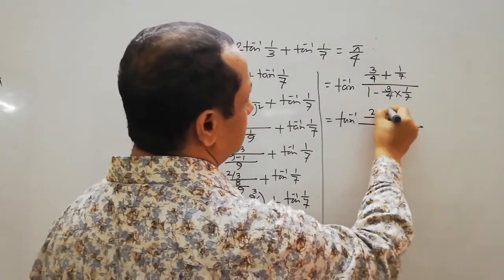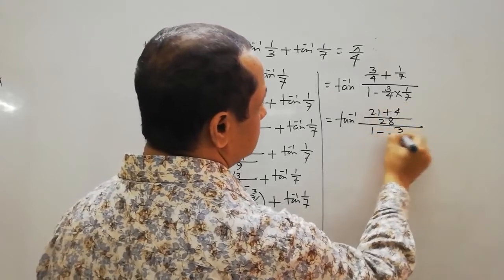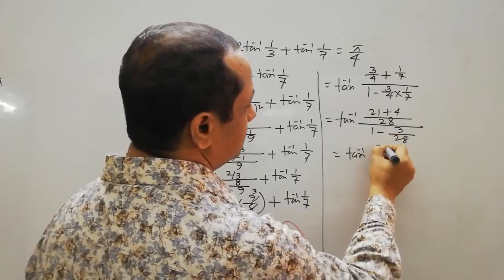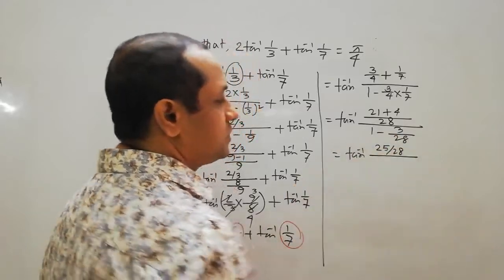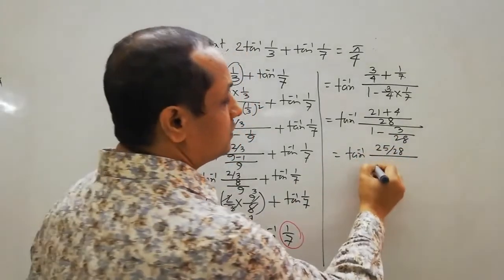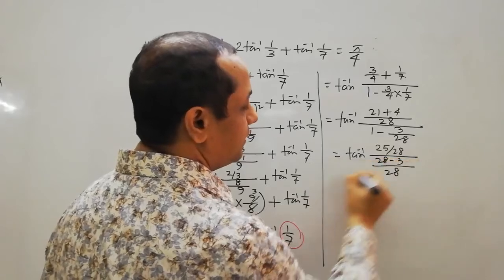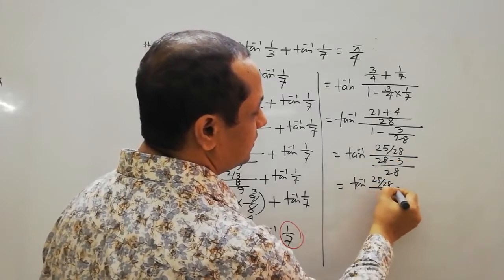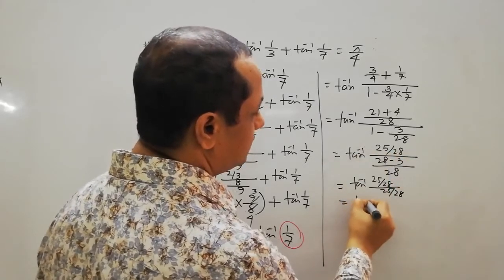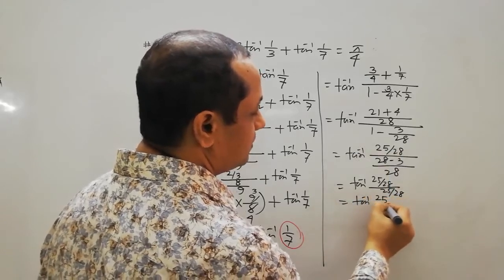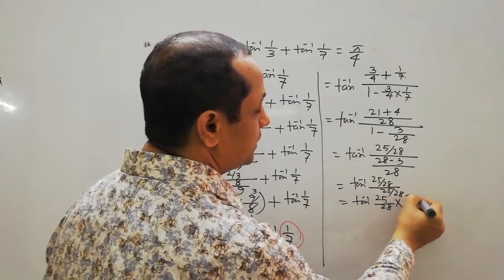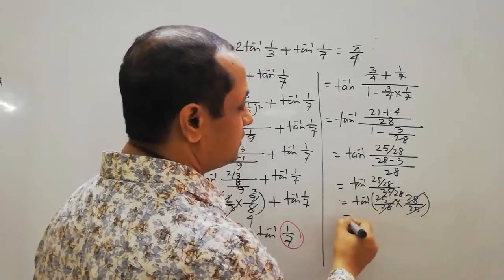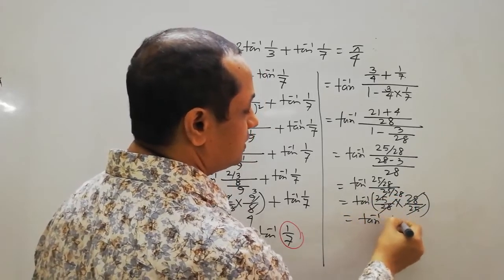So 21 plus 4 by 1 minus 3 by 28. Tan inverse 21 plus 4, 25 by 28. Here student, LCM denominator, so 28 minus 3, 25 by 28. Then we can write tan inverse 25 by 28 into 28 by 25. Here 28 and 28 cancel, 25 and 25 cancel. Then we get tan inverse 1.